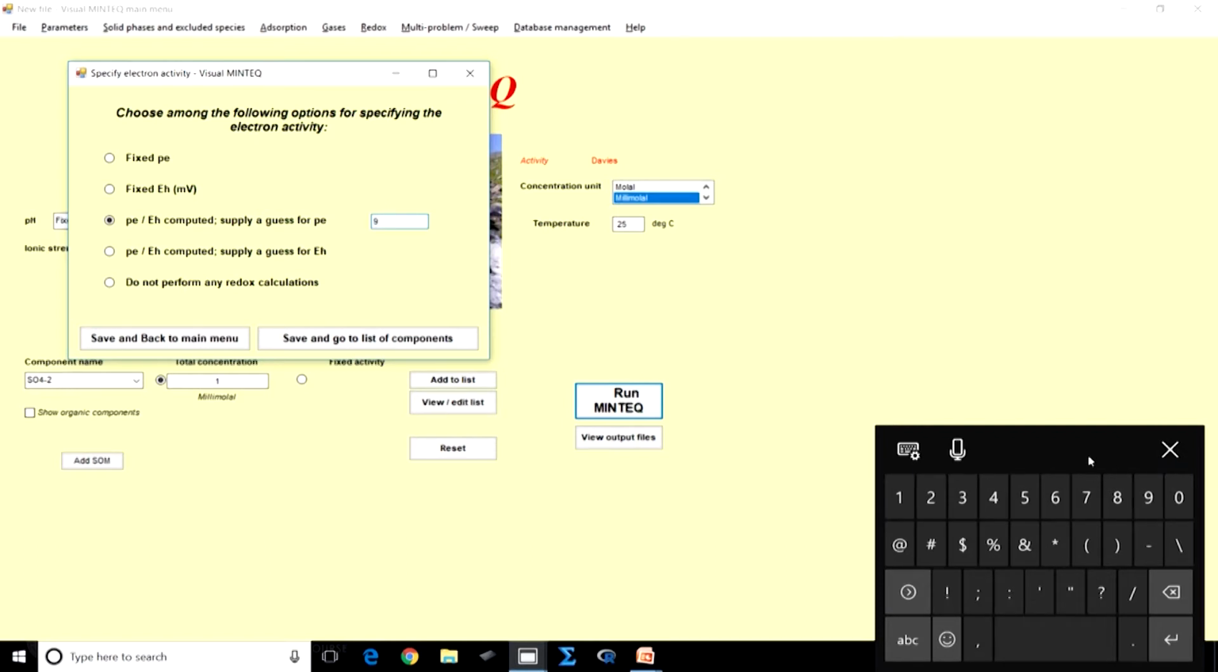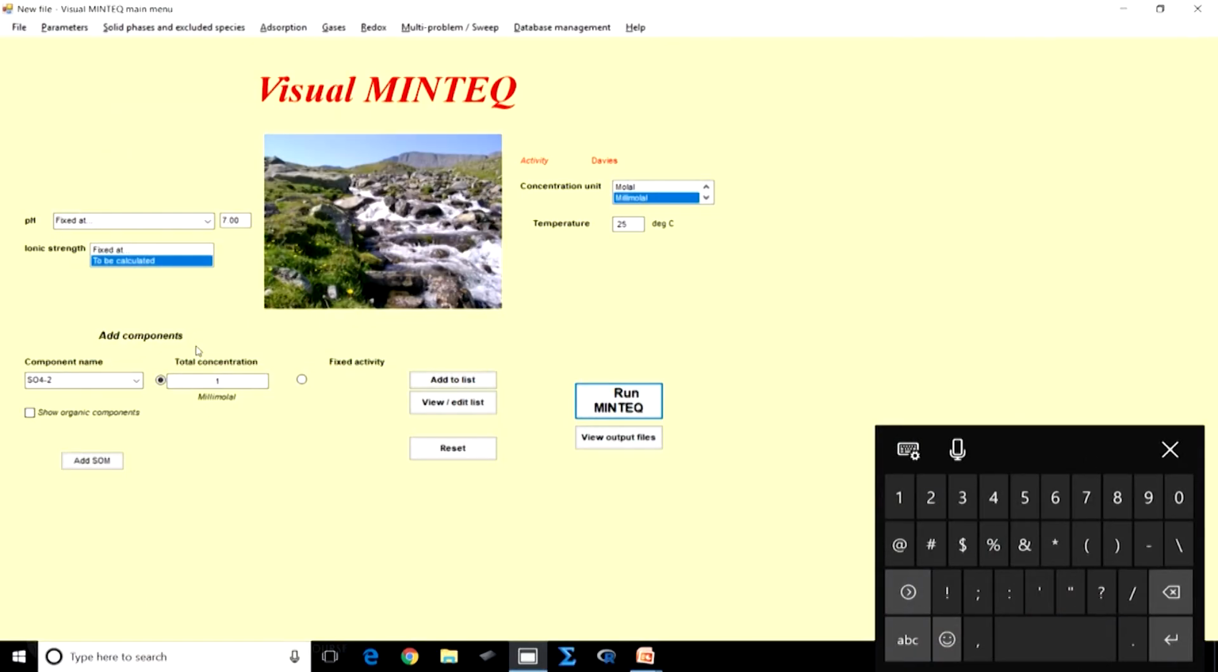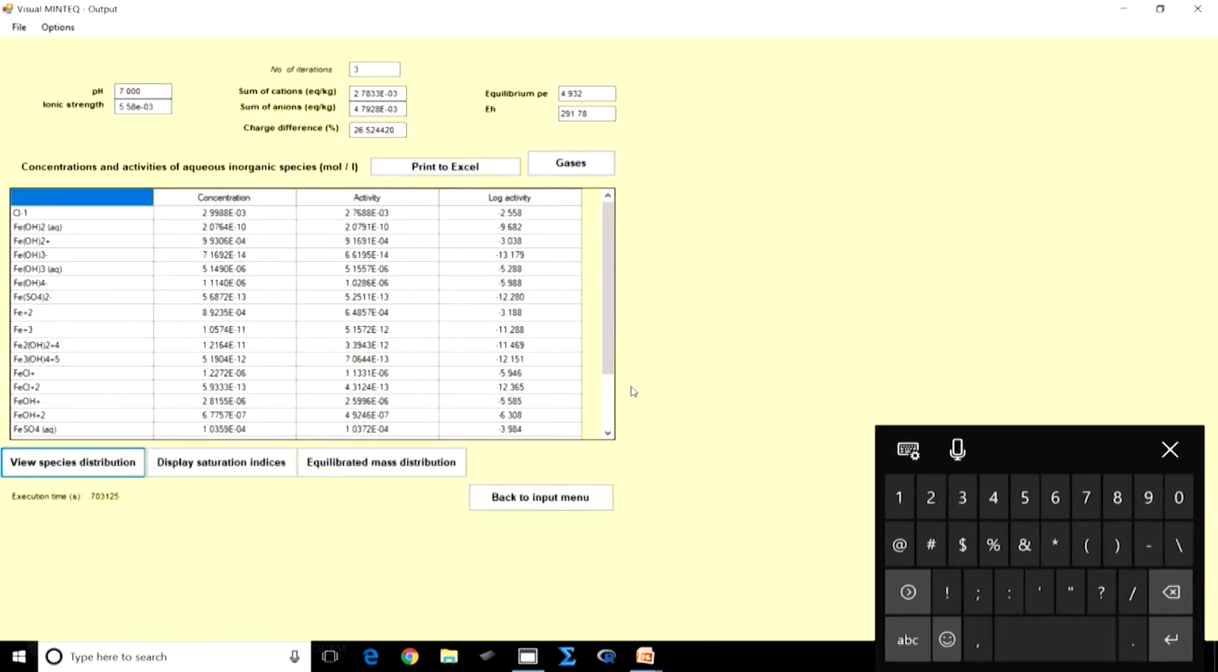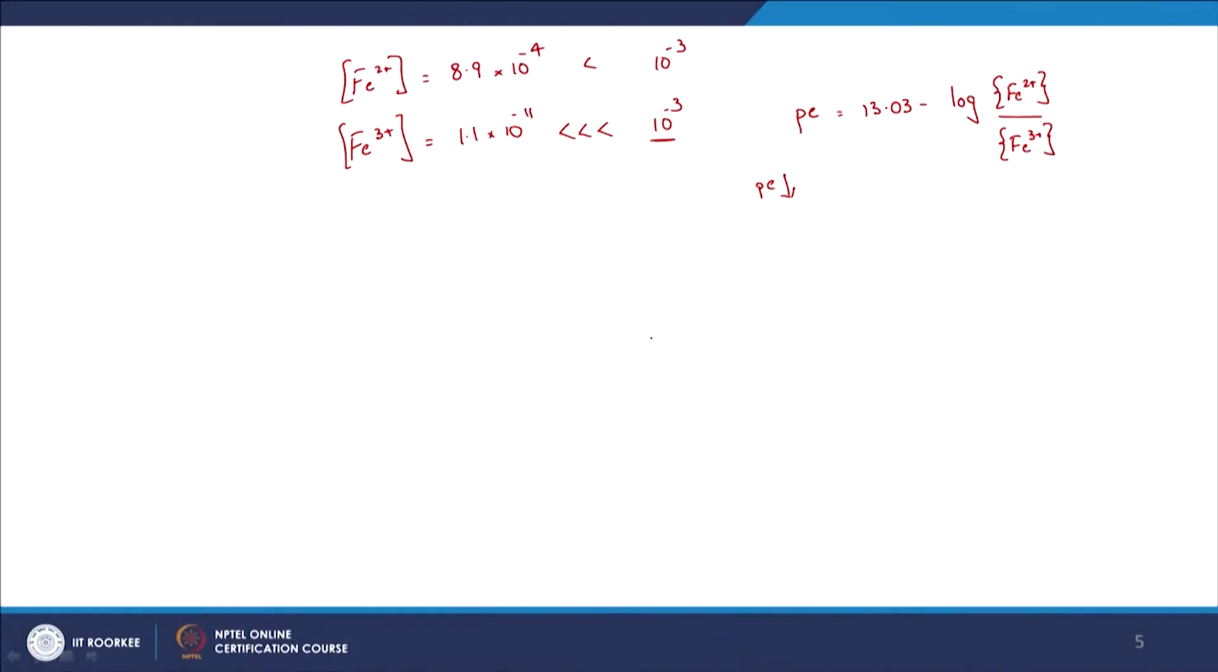We know that the pe value is going to be lower compared to the value that we had earlier, which was I believe 13.03. So let's go with that, save, back to main menu, and now run MINTEQ. Now let me look at what the pe value is. Okay, it's right here, and you see now that the pe value is much lower. It's 4.9. Keep in mind that earlier we had a pe value of 13.03, and now we have a value of 4.9. Let's see how this changes our particular system. So the pe did drop: earlier it was 13.03, now it is 4.9.